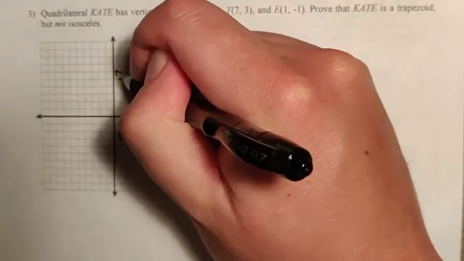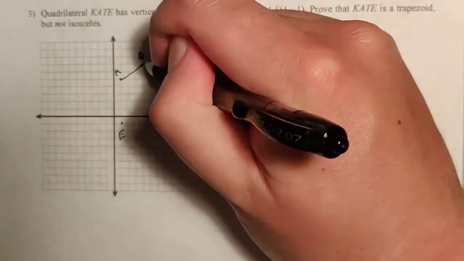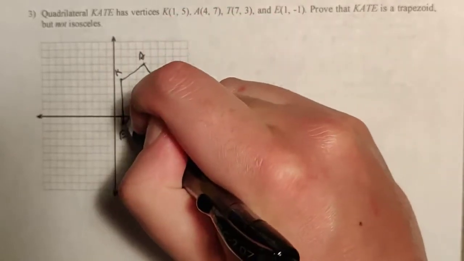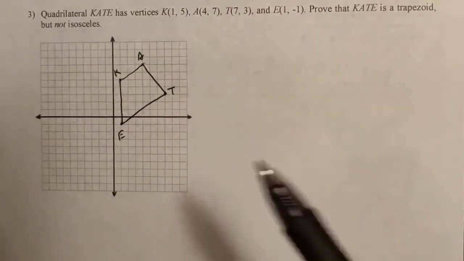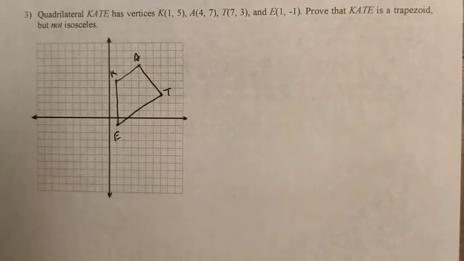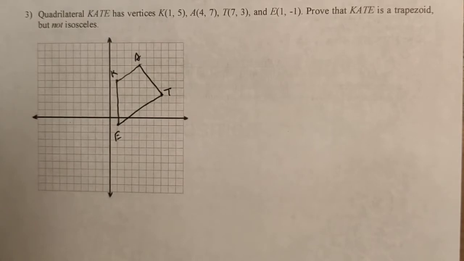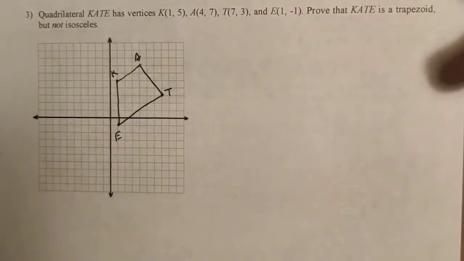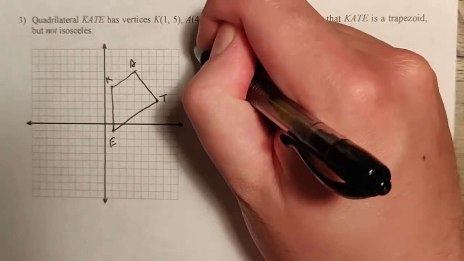So here's KATE here. I'm going to go ahead and sketch this out. So the problem here states to show that this is a trapezoid, but it's not isosceles here. Now, if you recall, our definition of a trapezoid says that this is a quadrilateral with at least one pair of parallel sides. So I have to show that one pair of sides are parallel. It looks like KA and TE are parallel, so we can demonstrate that using slopes here. So we're going to find the slopes of this.